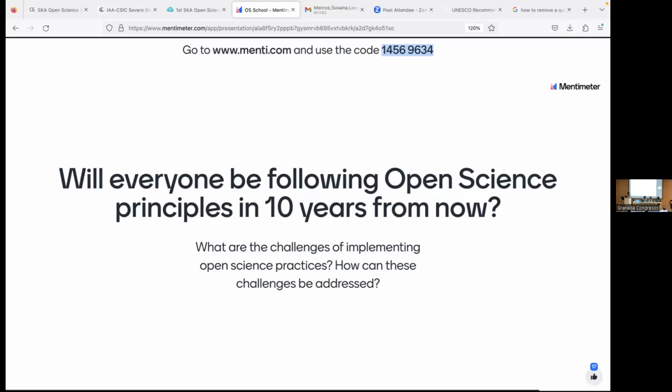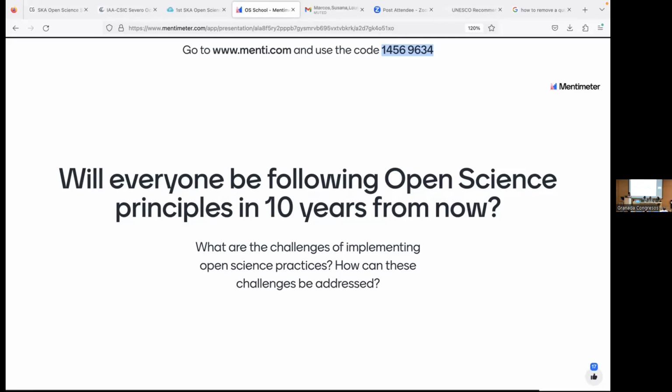So I am completely sure that we are going to do the basic. The basic means open your data, open your software, provide good metadata so your work can be found in an easy way, make things more interoperable, follow standards, all these kind of things. But probably there will be some specific things that we cannot do, because I don't know.